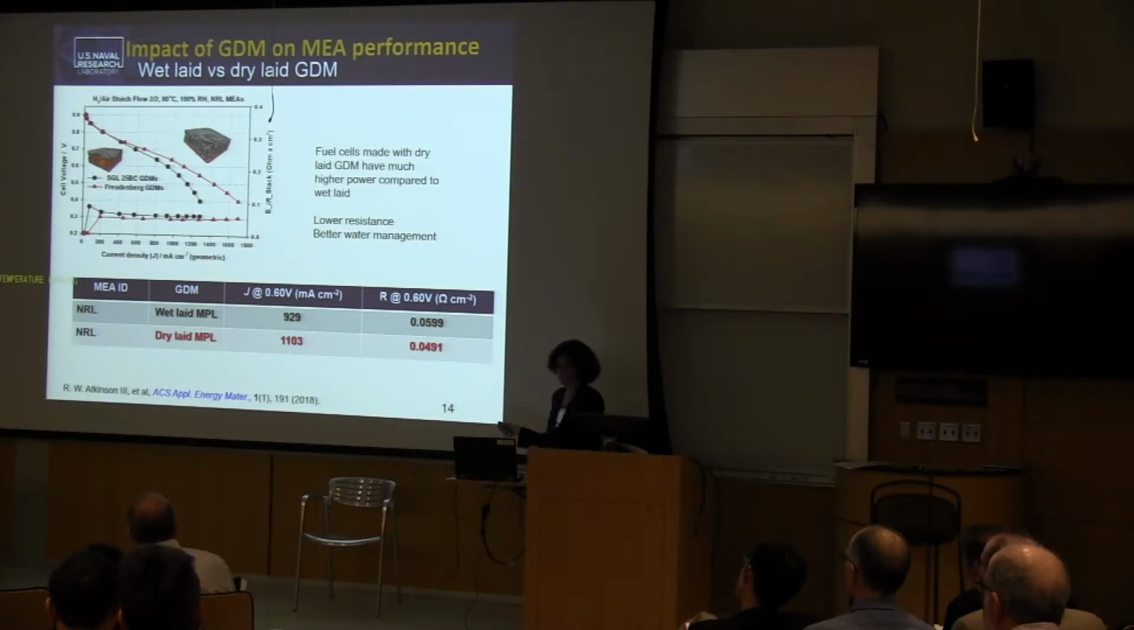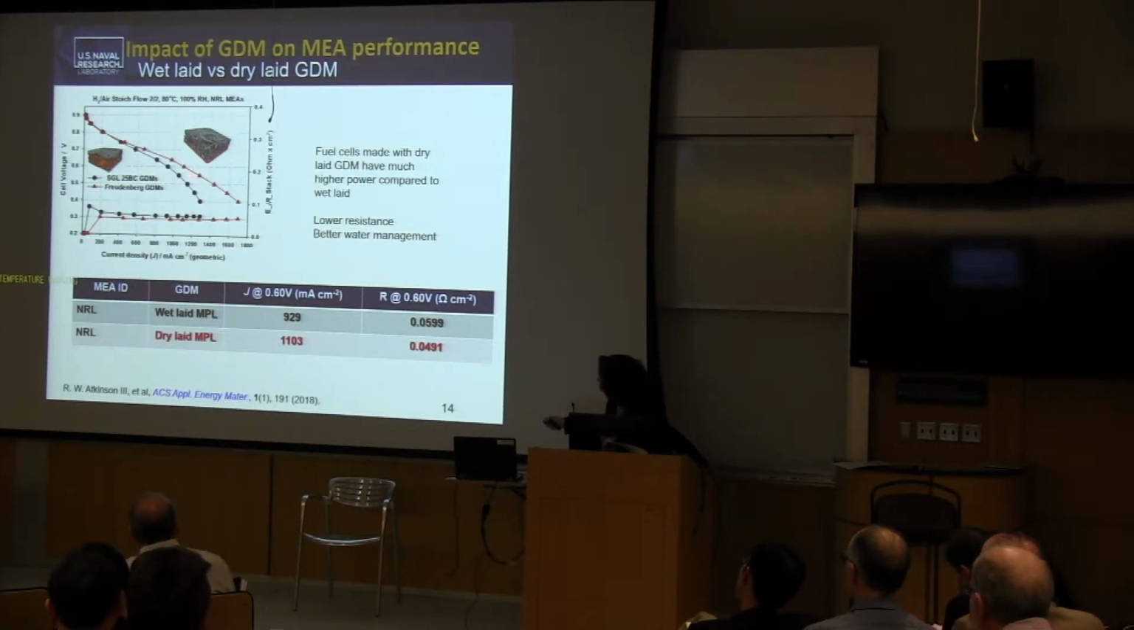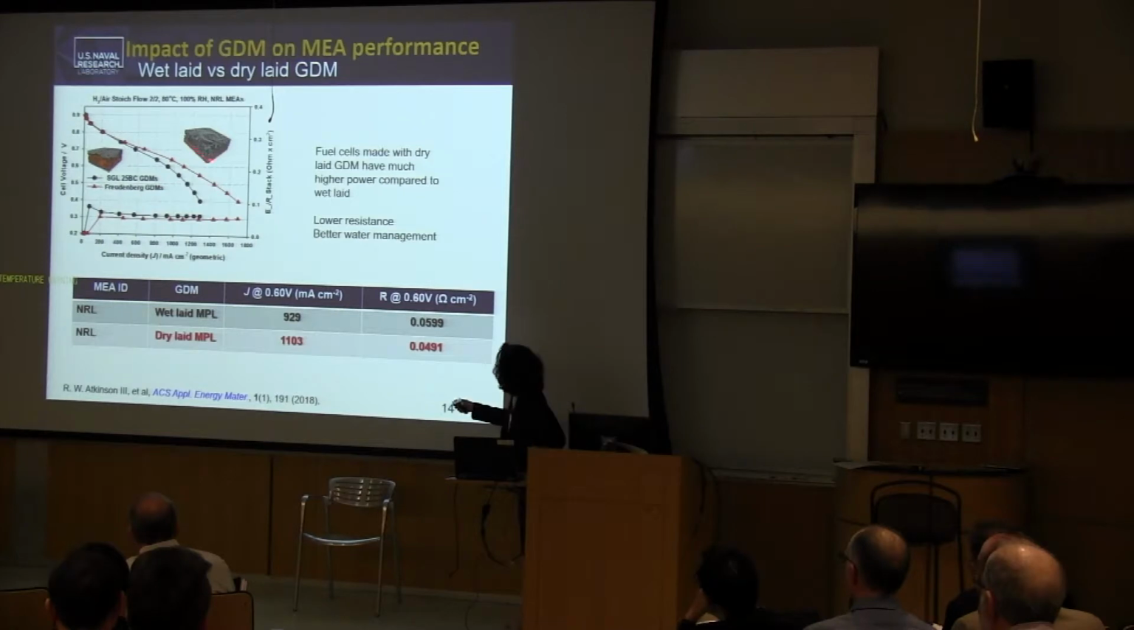If you want to impress your program sponsors at DOE, switch from SGL gas diffusion media to Freudenberg, and overnight you get a 20% increase in performance. So look at that. Just the two different gas diffusion media, in my region of interest out here at 0.6 volts. See how the power just increased. This is the resistance here on this side, and you can see the resistance of the SGL is a little higher.